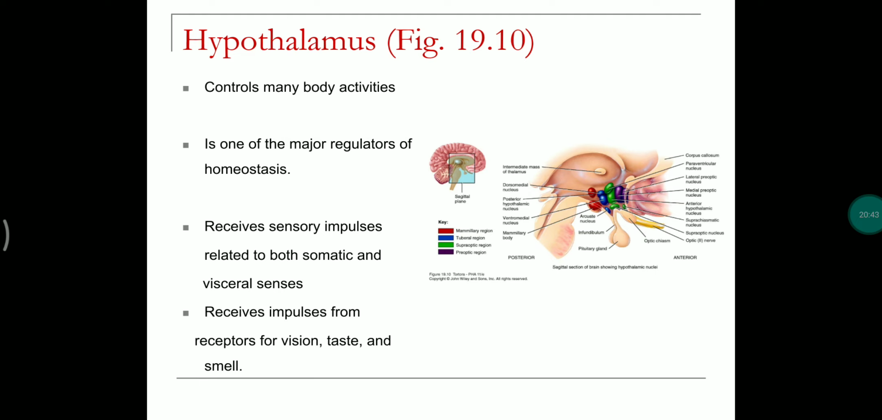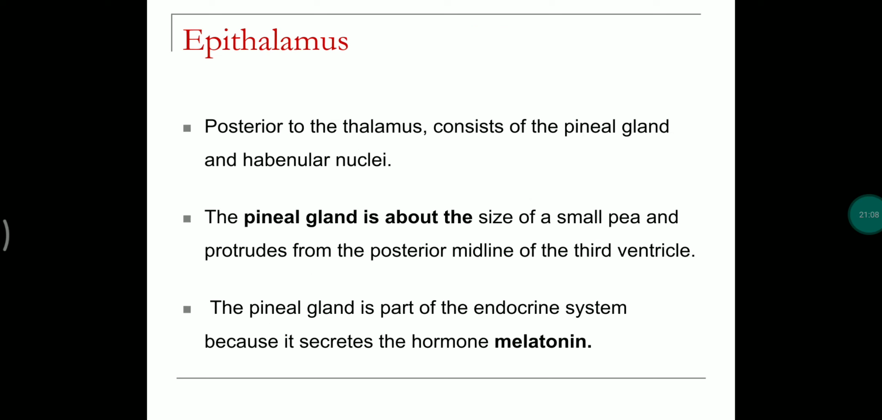So here are the structures of the hypothalamus, which mainly controls body activities and regulates homeostasis. It acts as a sensor for homeostatic activities in our body. It receives impulses from somatic and visceral senses, and from vision, taste, smell, etc.